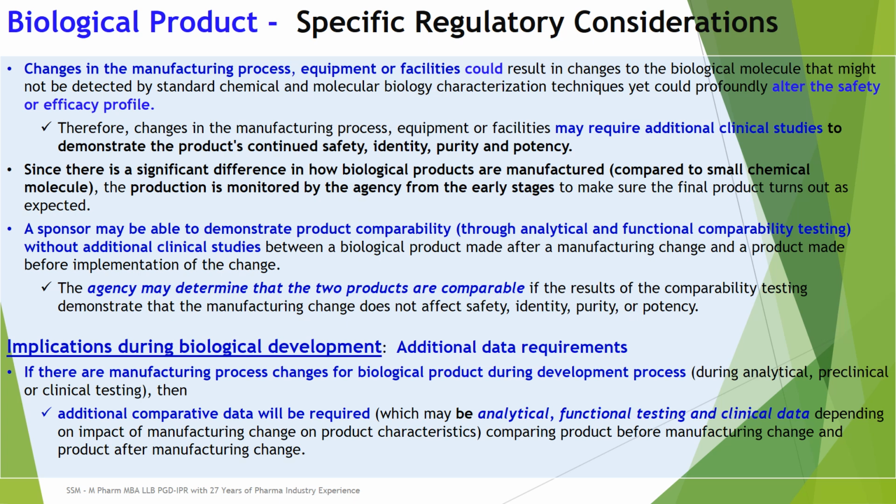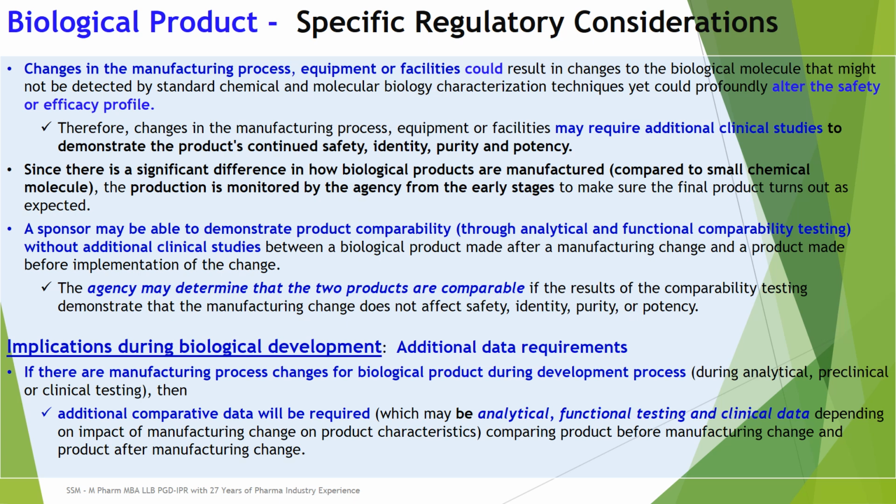Biological products, some specific regulatory considerations. Biological products are different from chemical products. If there is a change in manufacturing process or equipment or facility used in manufacturing, that could result in changes in biological molecule that might not be detected by standard chemical or molecular biology characterization techniques, yet it could alter the safety or efficacy profile.